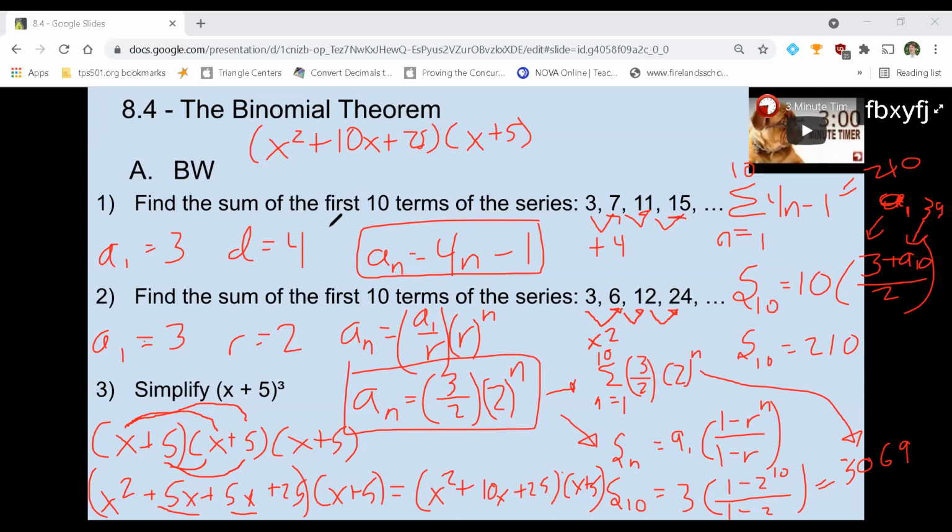All right, we're ready for the last one. We've got one more thing to multiply in. And again, you have to double distribute each of these three terms. So that's x squared times x squared, times 5, 10x times x, 10x times 5, 25 times x, and 25 times 5. So that gives us x cubed plus 5x squared plus 10x squared plus 50x plus 25x plus 125.